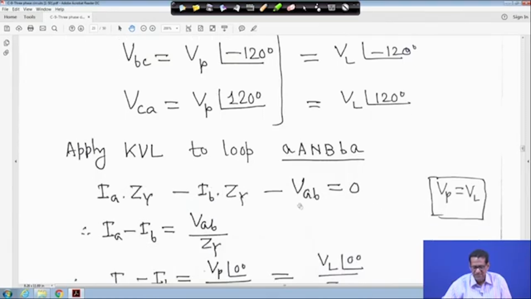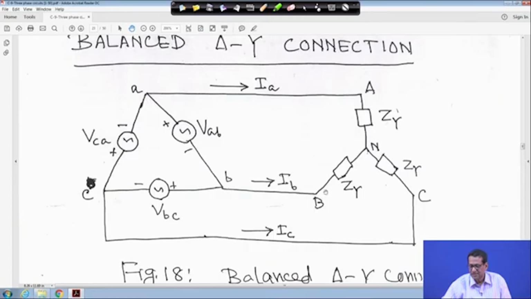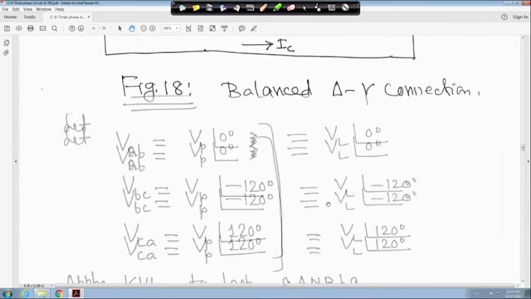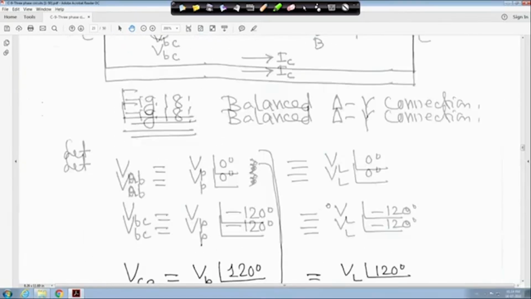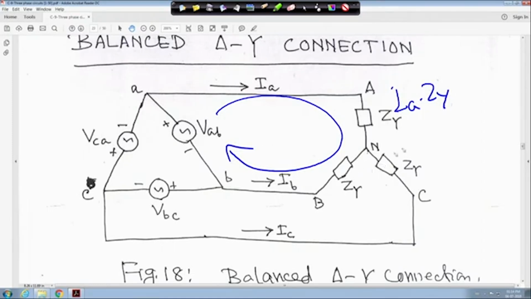Now apply KVL to this loop. So what will you get? If you apply KVL here, it will be IA into ZY. The current IA is flowing this way, but the other current is going this way, so it will be minus IB into ZY, and it is encountering the minus terminal first, so minus VAB is equal to 0.